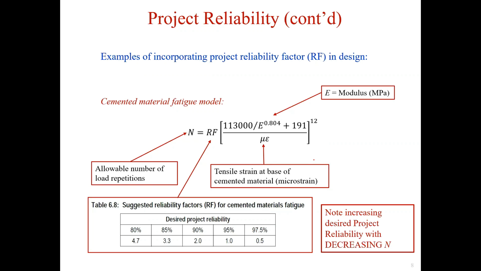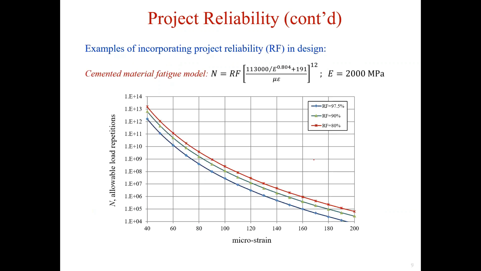When there's a higher project reliability requirement due to the class of the road, such as freeway, there's a smaller RF value, and correspondingly, the N value will be smaller as well. In other words, increasing project reliability will decrease allowable number of load repetitions. The predicted profiles of allowable load repetitions versus the microstrain mu epsilon for project reliability from 80% to 97.5% are shown in the figure below.